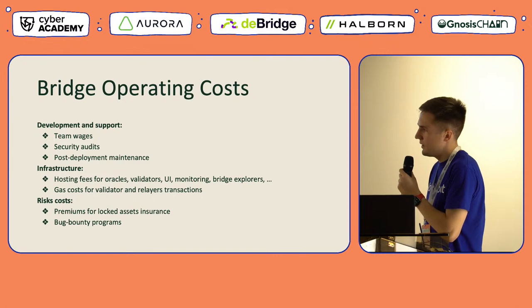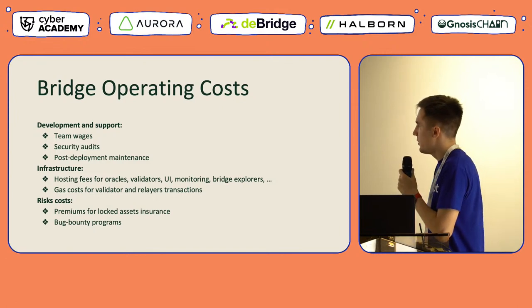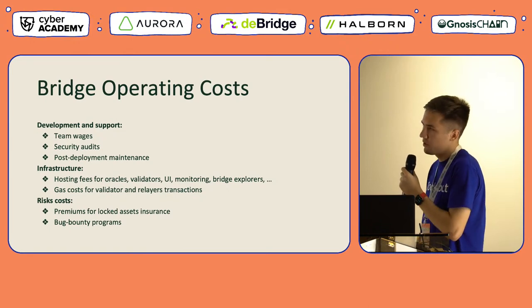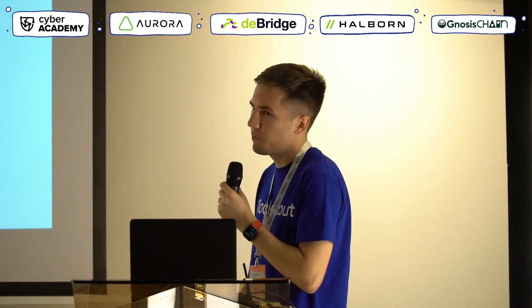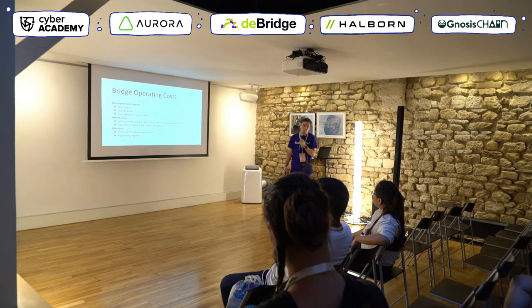And the last but not the least category of costs can be associated with risk coverage. So this usually includes payments of premiums to insure locked assets, for which we have some decentralized insurance protocols already out there. And this also includes the organization and payments of bug bounty programs and something similar to them.